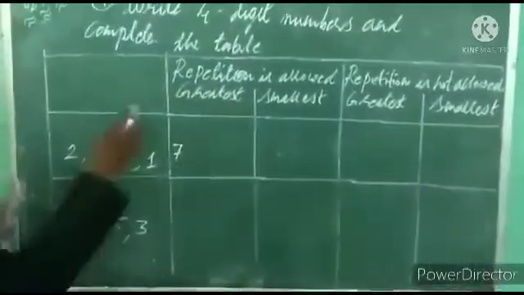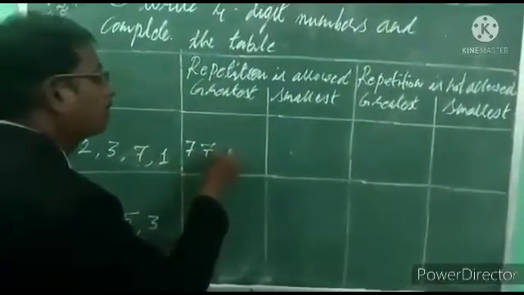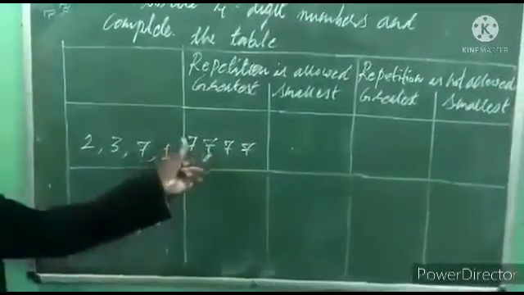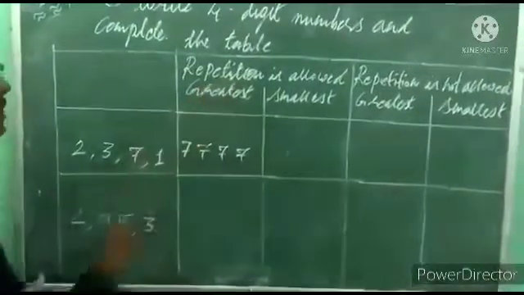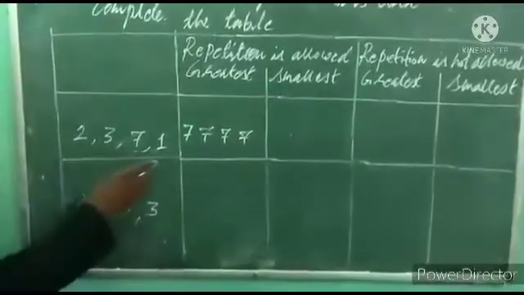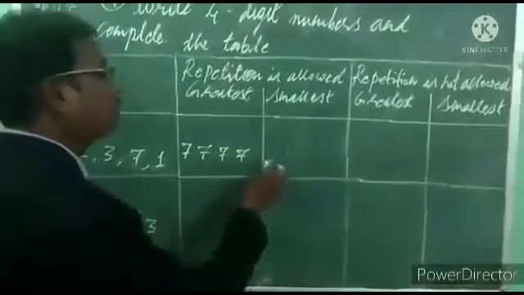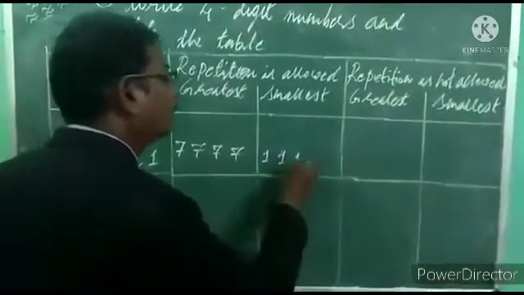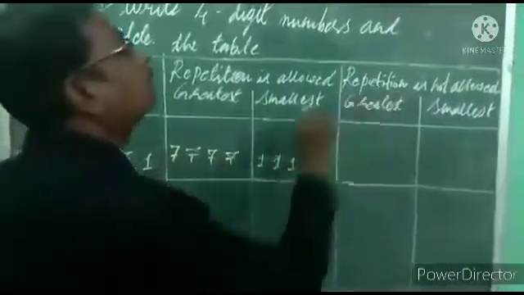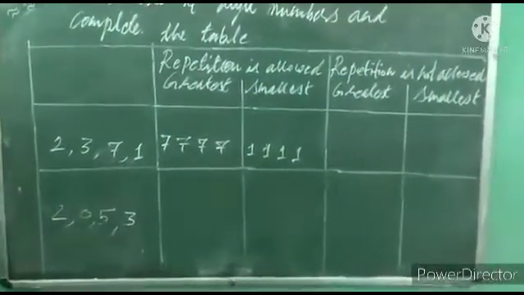Here you can repeat. How many digits do we need? 4 digits are required, so you can write this 7 four times: 1, 2, 3, 4. So 7777 is the greatest 4-digit number when we repeat the digit. In the same way, now we have to write the smallest. Among 2, 3, 7, 1, which number is smallest? 1. So write 1 four times: 1, 2, 3, 4. That question is over. Now here the condition is given: repetition is not allowed.